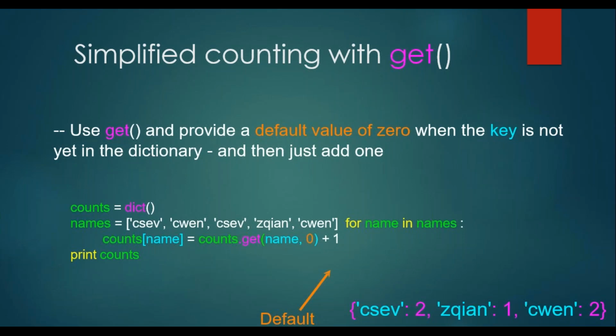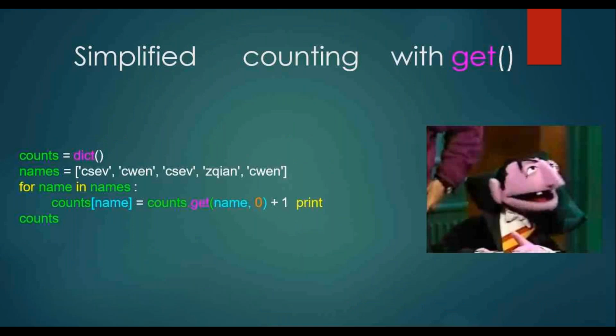Right. Next, simplified counting with get: counts is equal to dict, names is equal to something. For name in names, counts of name is equal to counts dot get name comma 0 plus 1. Print counts. Right. The same program, just changed. So this program also I can show you whether the get method is working or not.